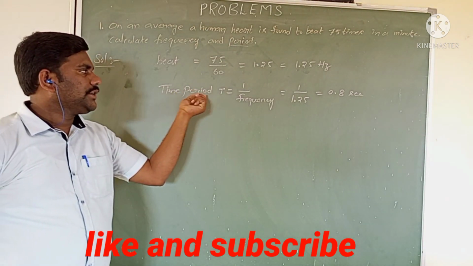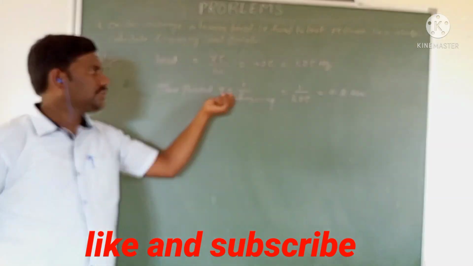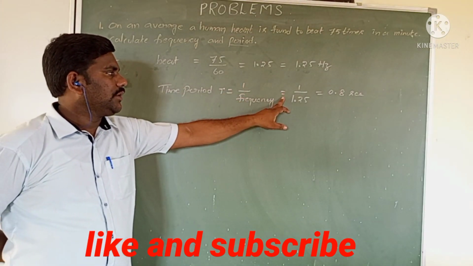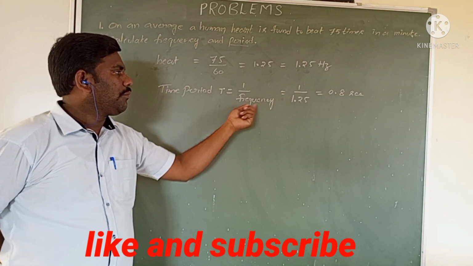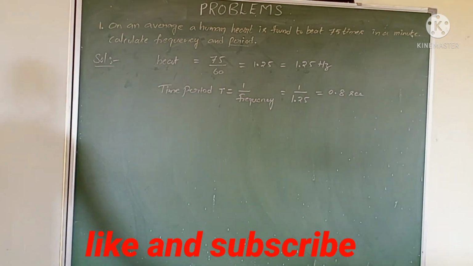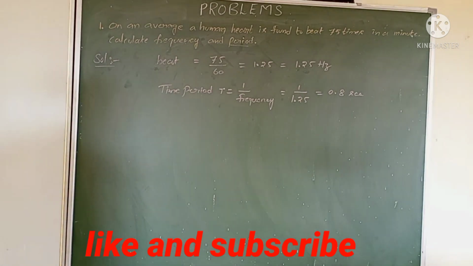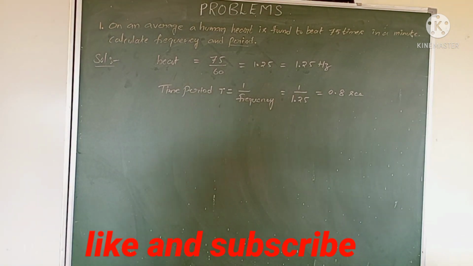The time period T is equal to 1 by frequency. So this is the time period formula. T is equal to 1 by frequency. Then you can write 1 by 1.25, that is equal to 0.8 seconds. 0.8 seconds is the time period. Take a screenshot.